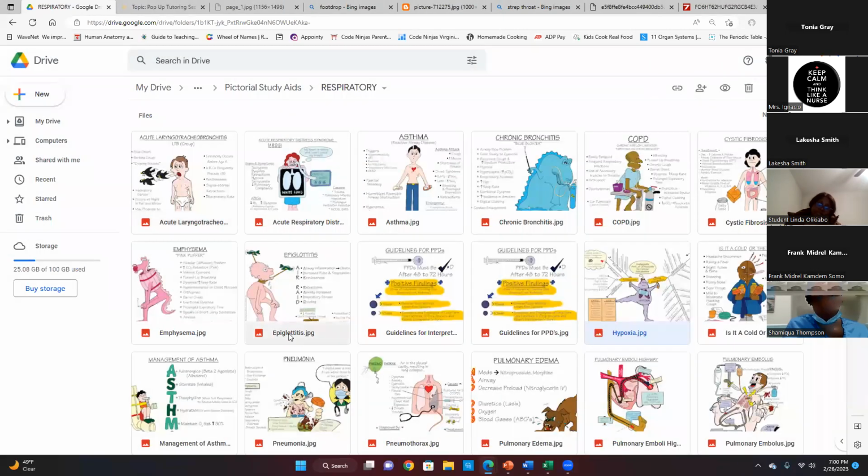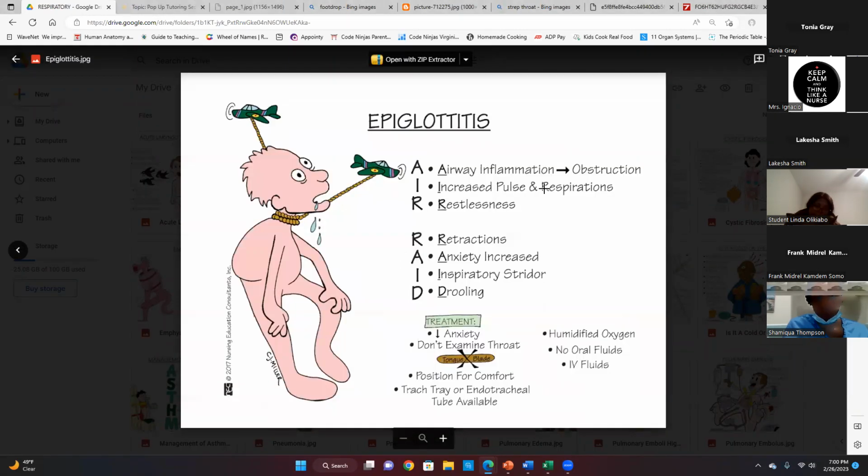All right, let's shift gears and talk about epiglottitis. I'm sharing my screen and you should see the epiglottitis picture. Whenever you see itis, think inflammation, and this is going to be an inflammation of the epiglottis. What we need to look for, what do you think by looking at this? What are some of the things? Airway. Yes, that's the first thing, Linda. I like how you're thinking.